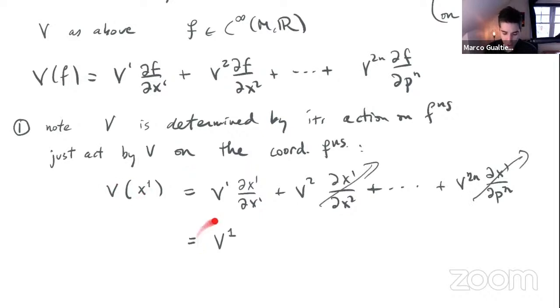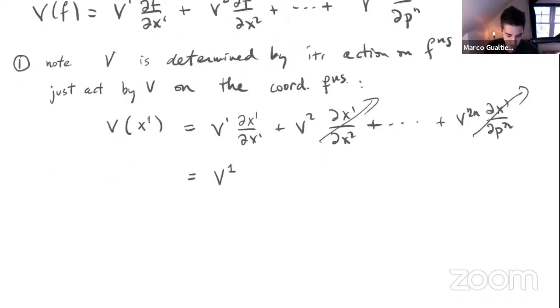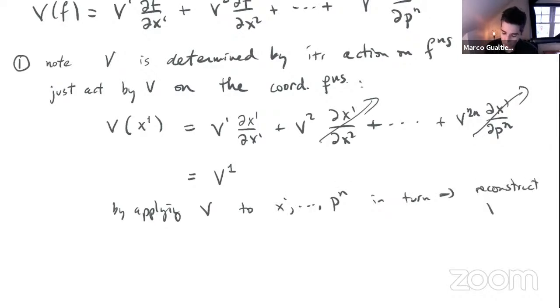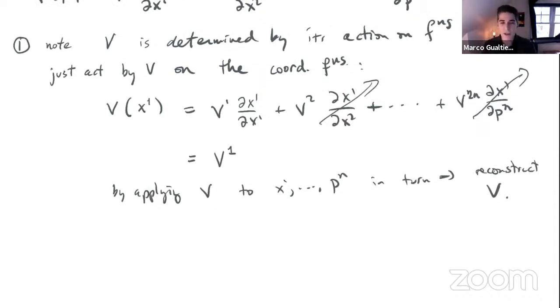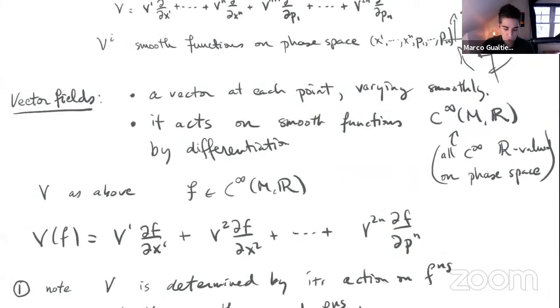So you can see that in order to determine the coefficient functions, all you need to do is apply the vector field to the coordinate function, and we can obtain the v_i. So in this way, by applying v to x1 up to p_n in turn, we reconstruct v. We reconstruct the coefficients of v. Okay. So that justifies this second point of view. You could either think of it as a value at each point, but it's often useful to think of how the vector field acts on all functions, in particular the coordinate functions, but all functions.